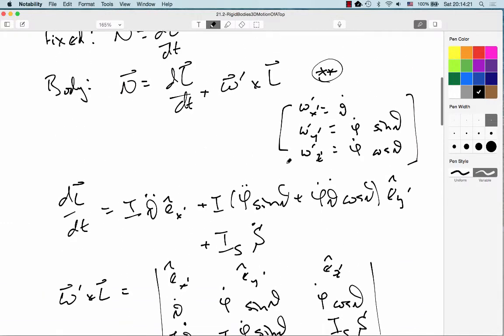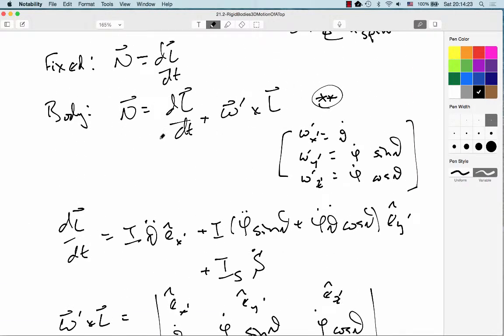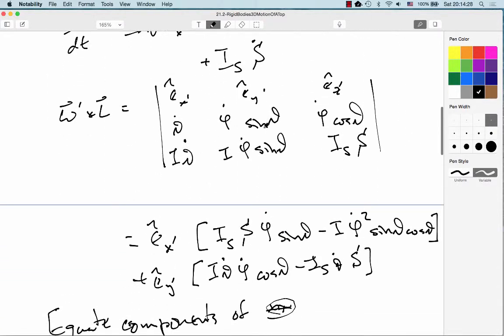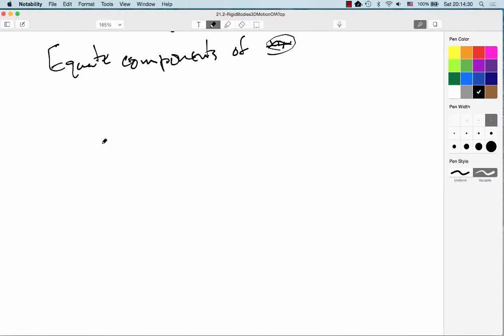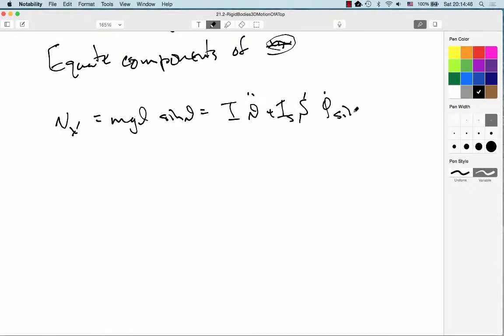Of our double star. So Newton's second law for rotations in the rotating frame. When we do, we get that the x prime component of the torque, which we know is mgl sine theta, is I theta double dot plus I_s s phi dot sine theta minus I phi dot squared cos theta sine theta.